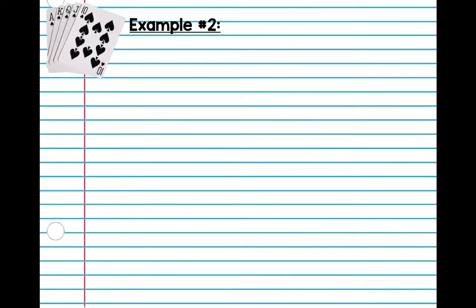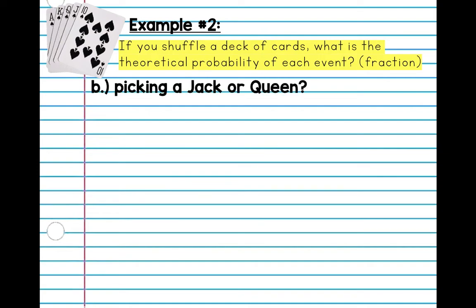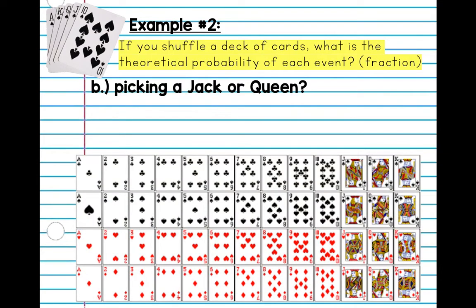Let's try this one. Picking a jack or a queen. Go ahead and press pause and do this one by yourself. Again, it's not saying reduce, so you can just do the normal fraction. Okay, so P of jack or queen. I know that there are 2 in one suit, so 2, 4, 6, 8. So it's going to be 8 over 52. I could reduce it, but it's not asking me to. That's how you do example number 2.